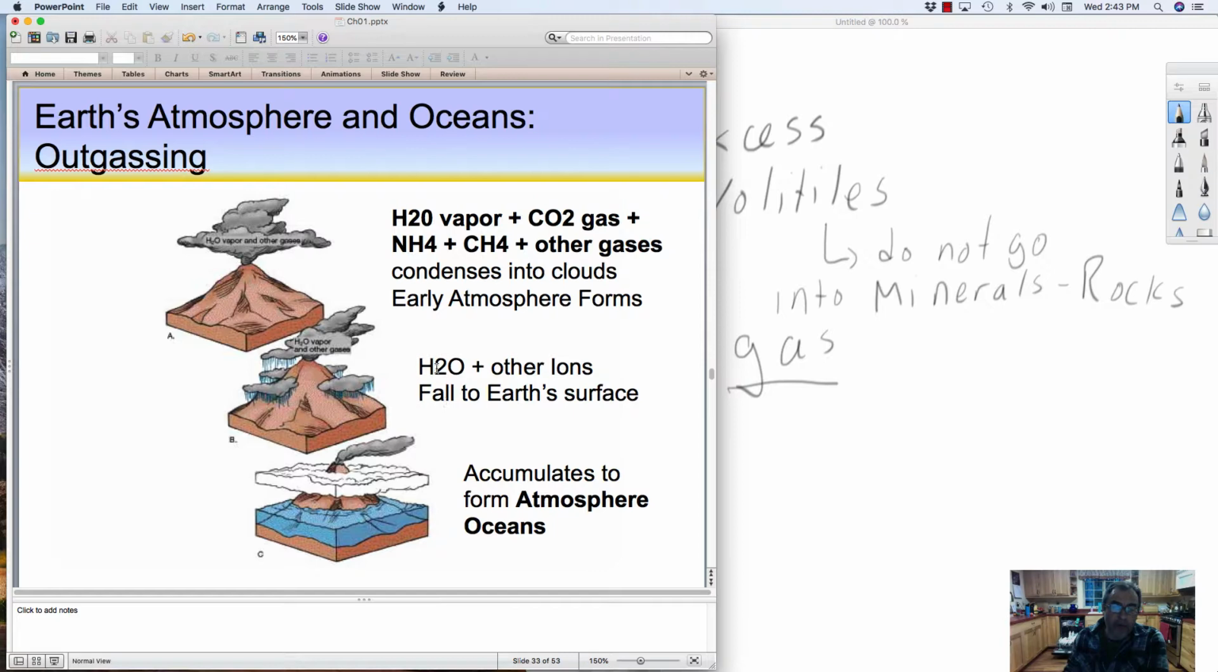And so most of that water that came out is in the ocean basins, and what remains is primarily carbon dioxide. Remember I said that the early atmosphere was anywhere from 80 to 90% carbon dioxide. And eventually, once photosynthesis began on Earth, organisms started using that carbon dioxide and then started pumping oxygen into the atmosphere. So that's going to change the atmosphere over time.